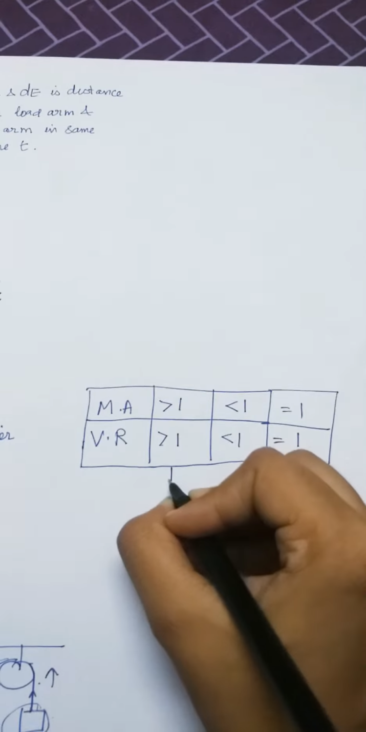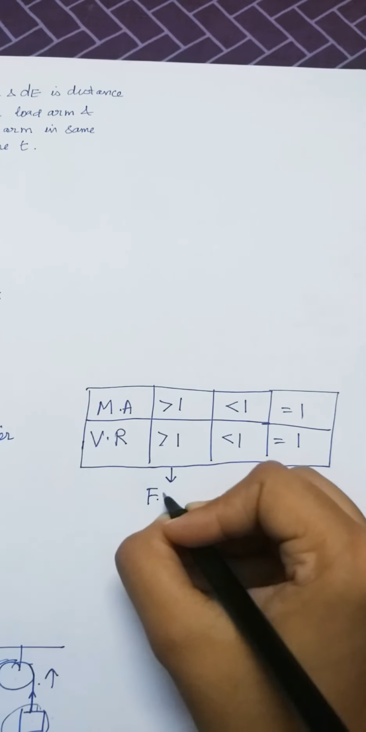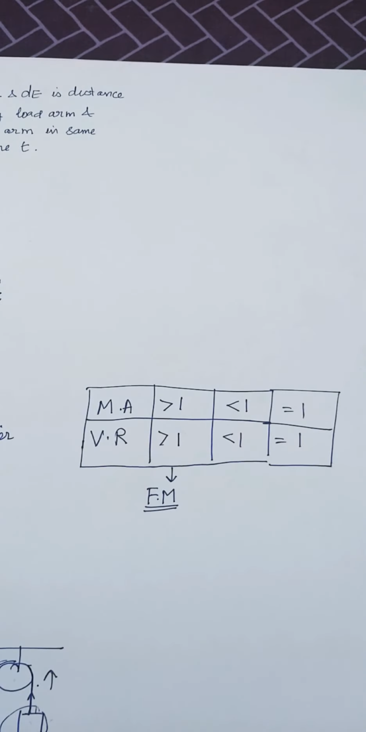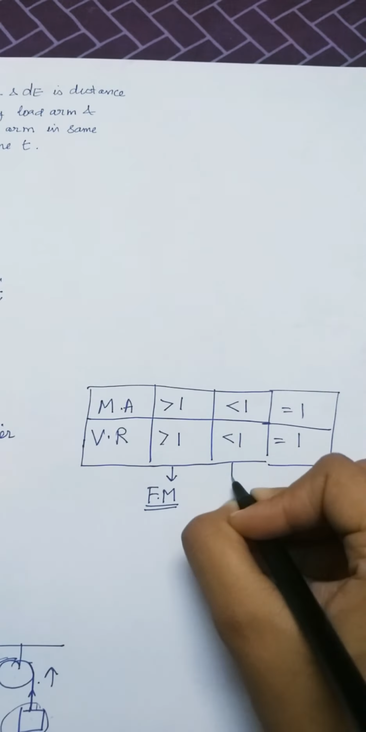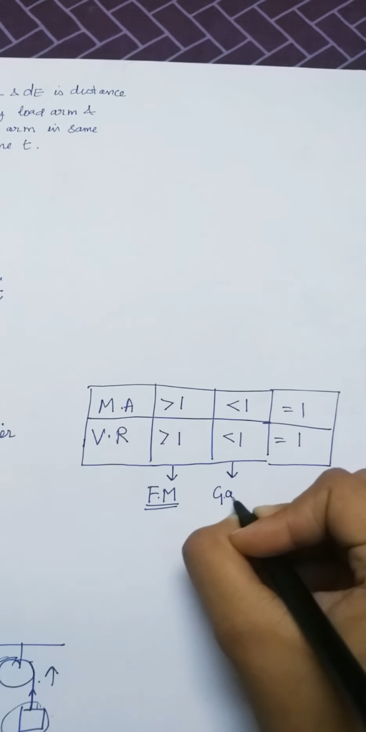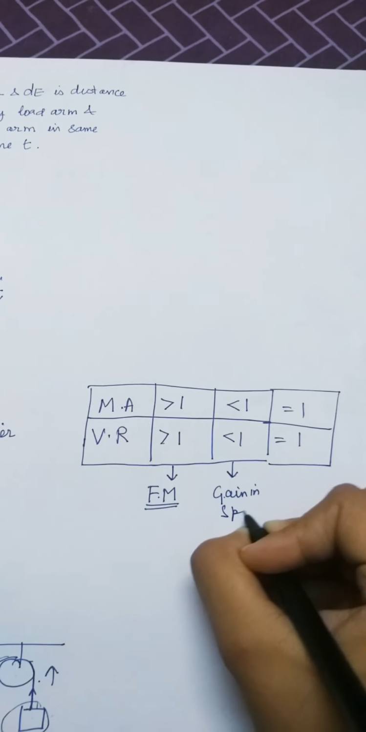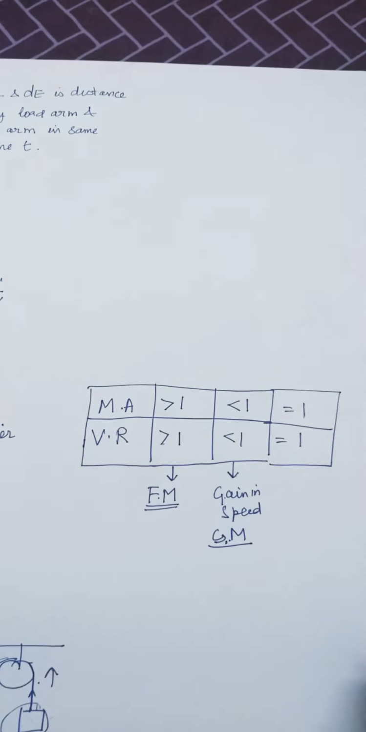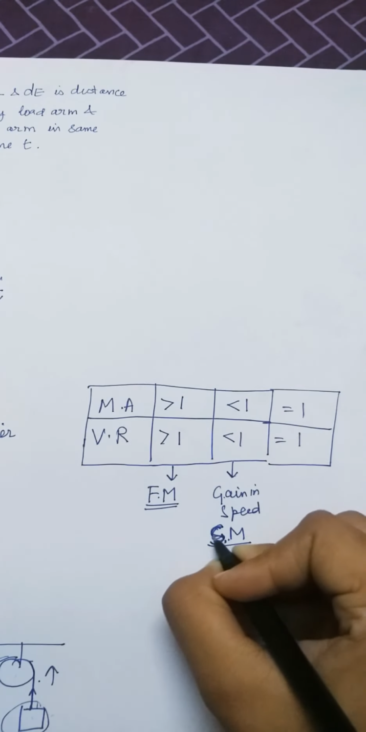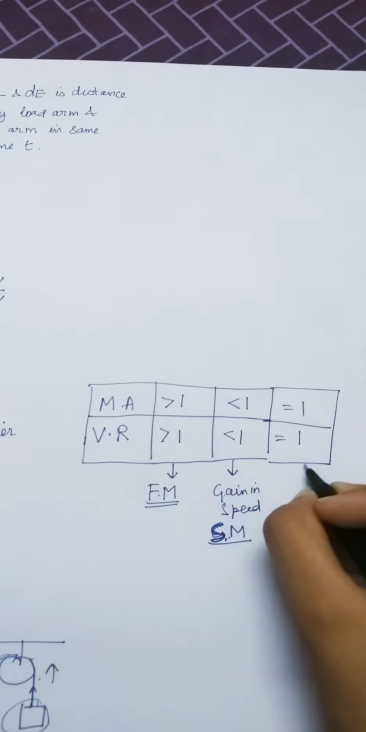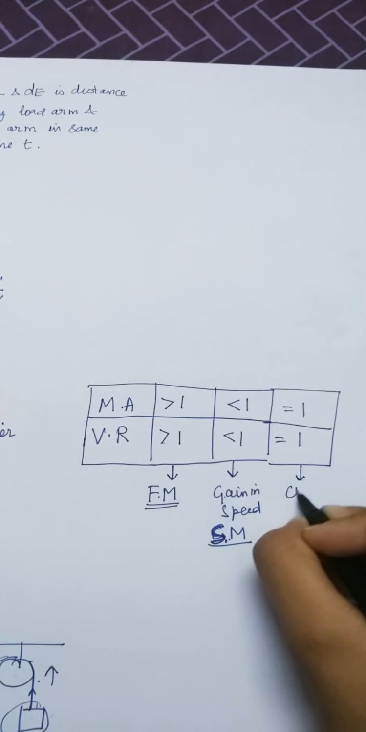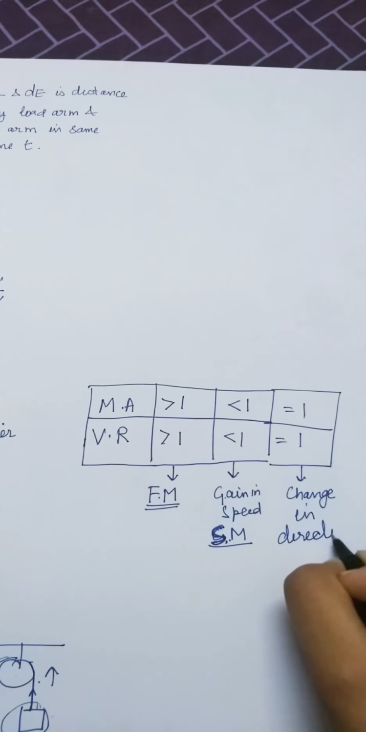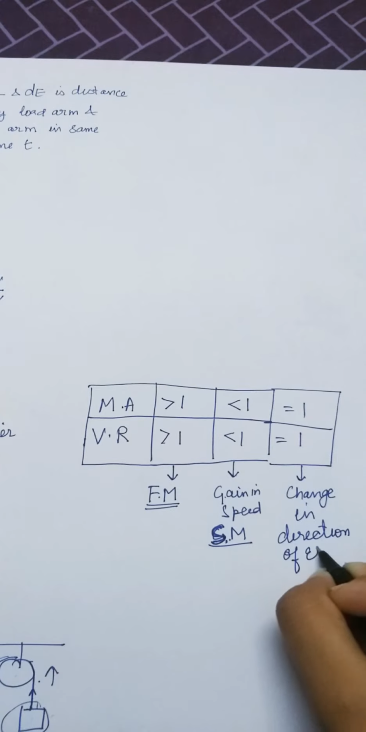So you can write: when it is greater than 1, it will act as a force multiplier. I am using short form, but you are supposed to write the full term, force multiplier. Here it will act as gain in speed, or you can write speed multiplier, SM. And over here, change in direction of effort.